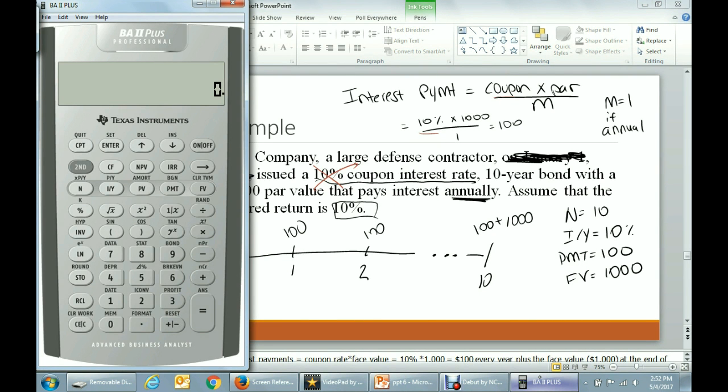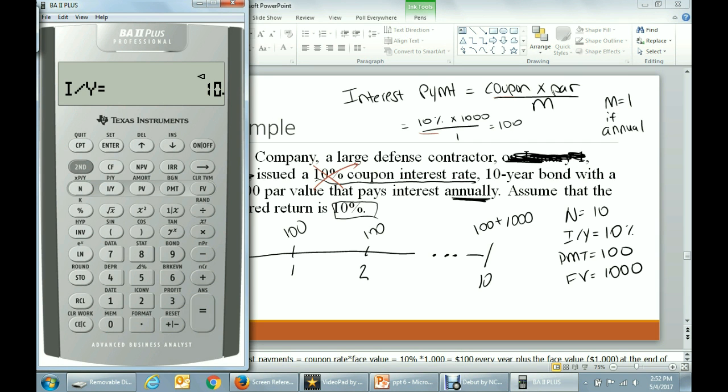Okay, so to enter that in, the first thing that we need to do is to clear our time value of money. So second, clear TVM. We have 10 years, so 10. Our current market rate is also 10%. Remember, we always enter that as a whole number.